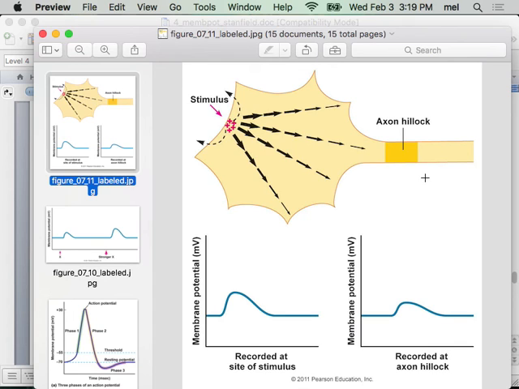The entire cell, because the entire cell has the resting membrane potential, right? Okay. How about sodium potassium pumps? Where are you going to find those?